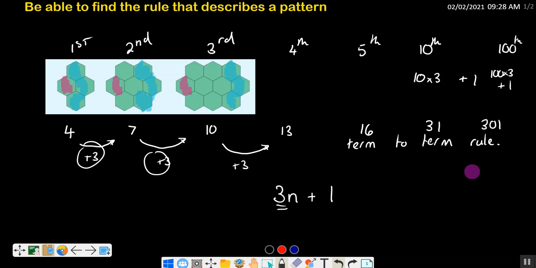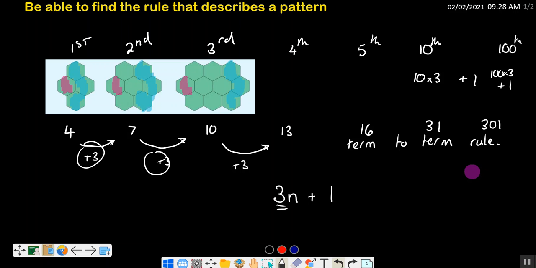So we do that by saying, well, if you want the 100th term, you need 100 lots of 3 and then add the 1. But that's a long-winded English way of saying it, isn't it? That's not a nice, short answer; maths teachers don't like writing essays. So a nice way to write that is to write 3n plus 1.